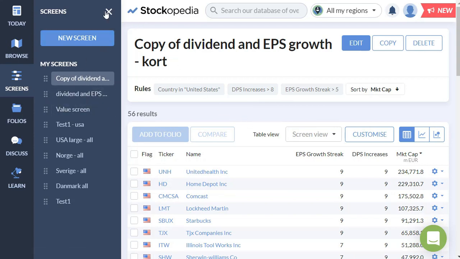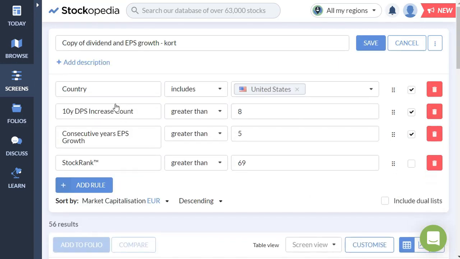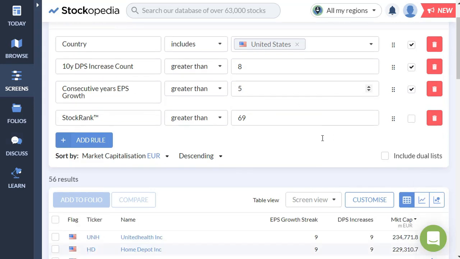For instance, let's just have a look at this first one. You can see here, this is for the United States. I do want companies in the screen that have increased their dividends per share 9 times or more over the last 10 years. I do want 5 years of consecutive earnings per share growth, the last 5 years, or 5 years or more.